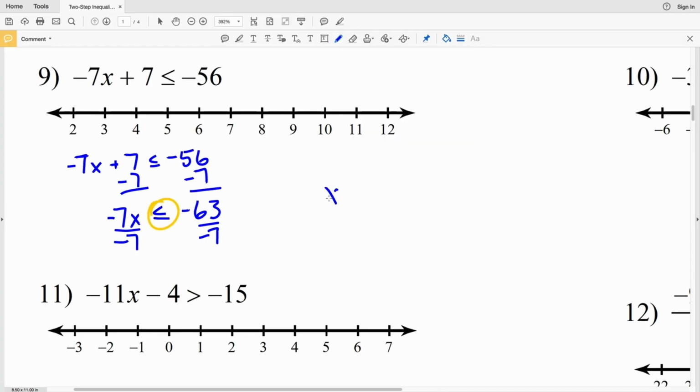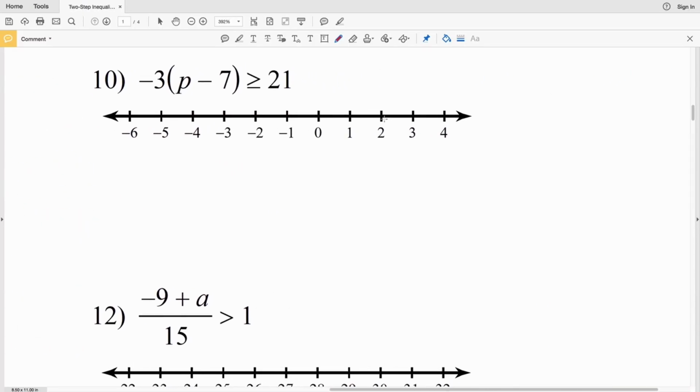So I'll have x is now not less than or equal to, but it is now greater than or equal to negative 63 divided by negative 7, which is a positive 9. So circle and fill in the 9 and then shade in everything to the right of the 9 since x is greater than or equal to 9.